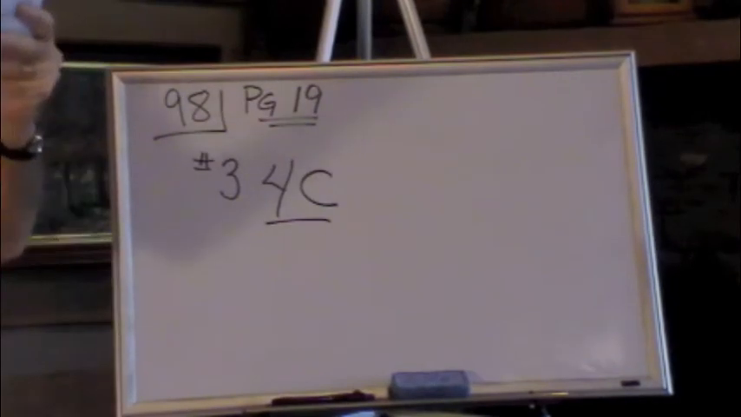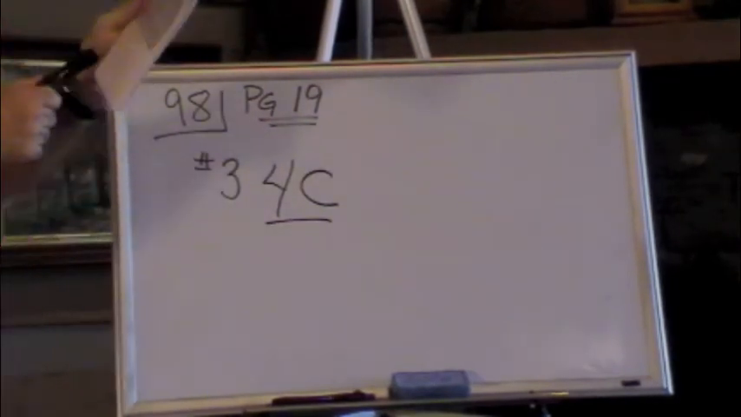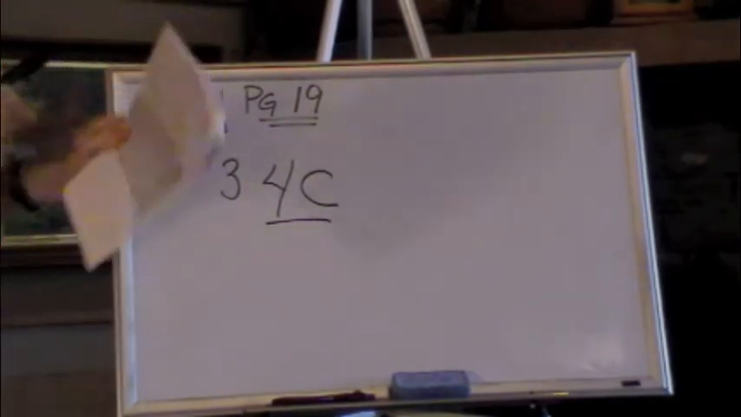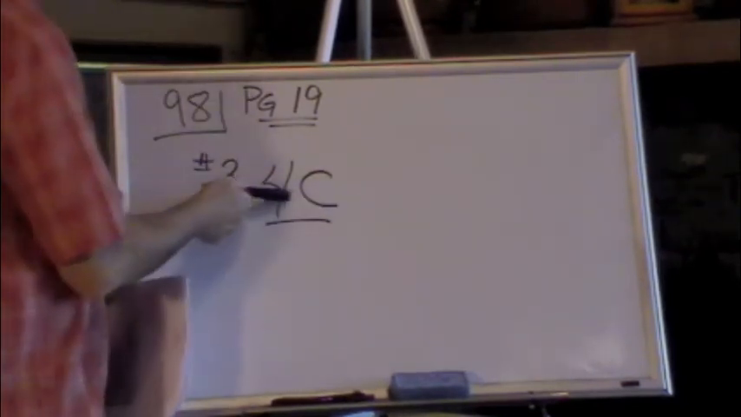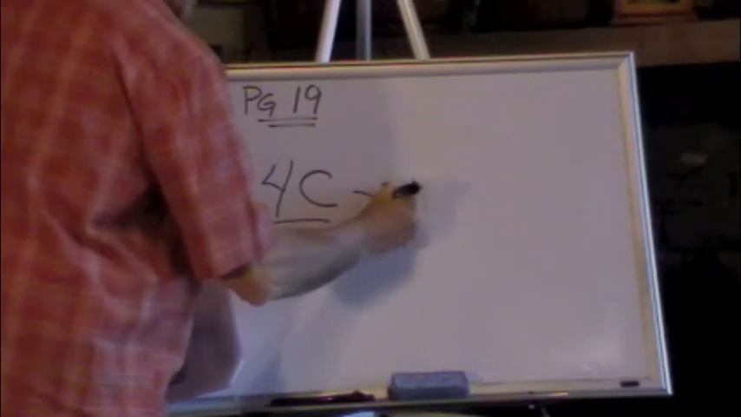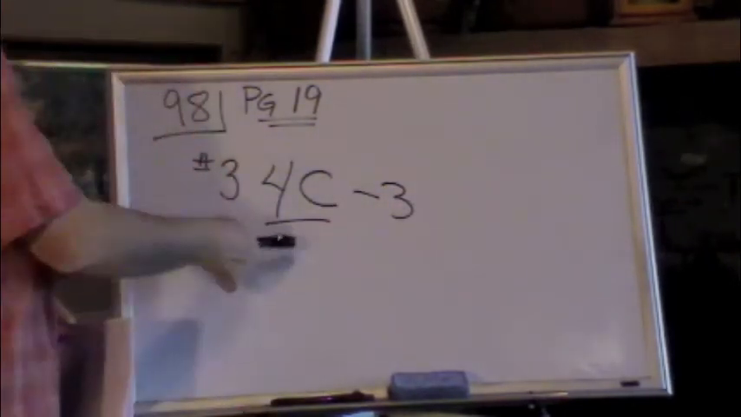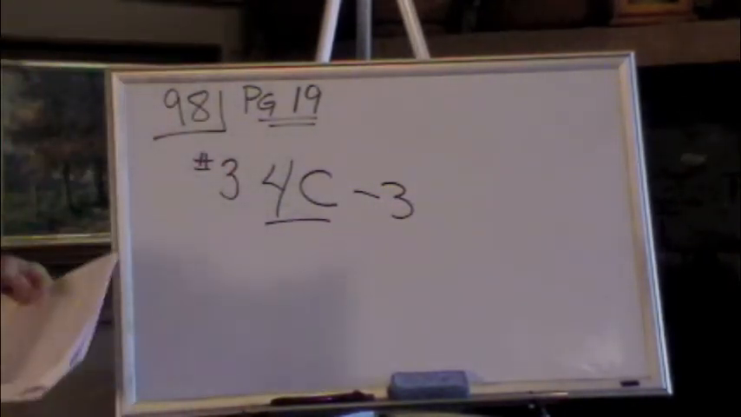Talk about a word problem. Now, you have the difference when 3 is subtracted from. What does that mean? Well, you get the 4C and you take away 3. So 4C minus 3 is the answer.